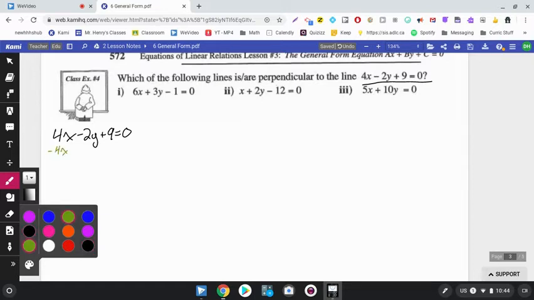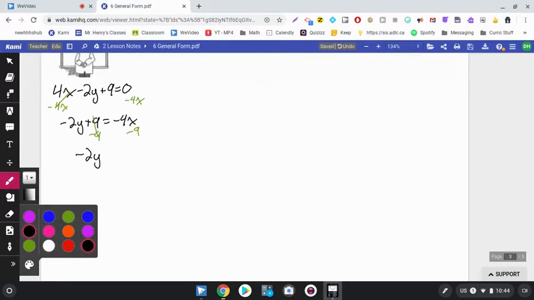I'm going to go minus 4x, minus 4x. I'll start by moving that. Negative 2y plus 9 equals negative 4x. Now I'll move that 9 over. All right, get rid of that. Negative 2y equals negative 4x minus 9. And finally divide by negative 2, and that would be over the whole side. So y equals 2x. Negative 4 divided by negative 2 is 2x plus 9 halves, or plus 4.5.